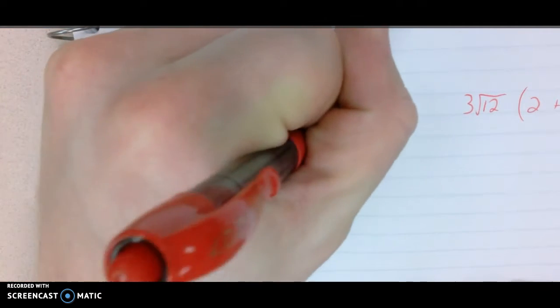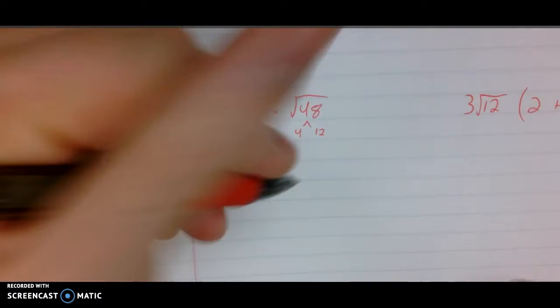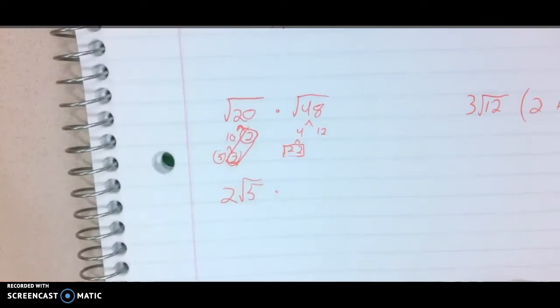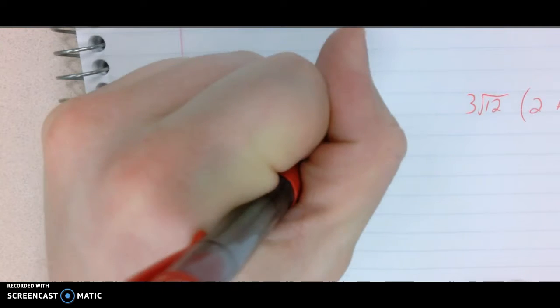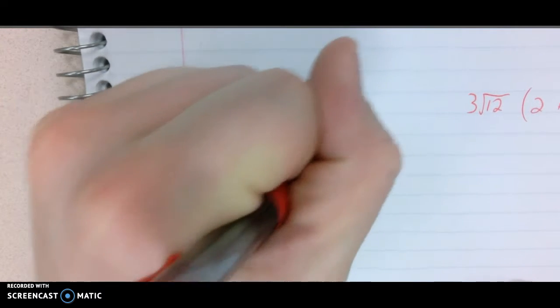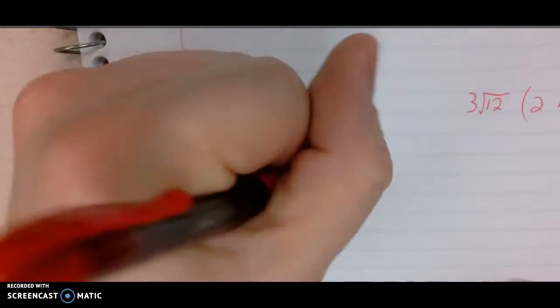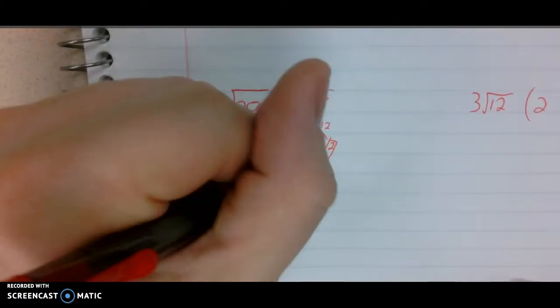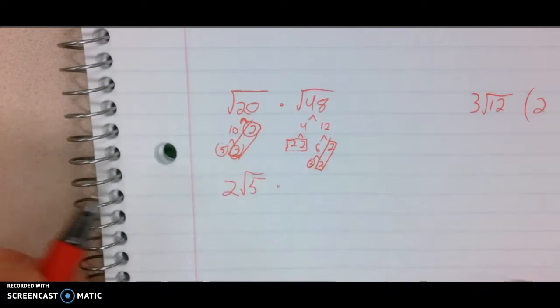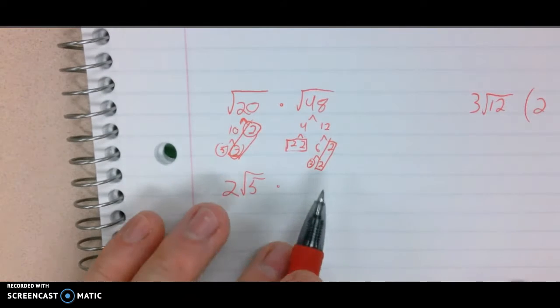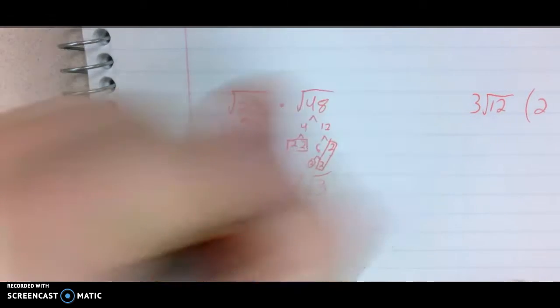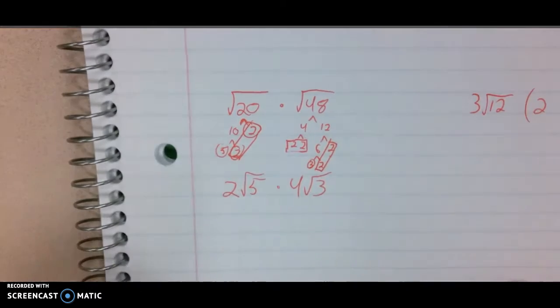48 can break down into 4 and 12. 4 breaks down into 2 and 2, and I've got a pair of 2's right there. 12 can break down into 6 and 2. 6 can break down into 3 and 2. I've got another pair of 2's there, and a leftover 3. So rad 48 is going to turn into a 2 times 2 rad 3, so 4 rad 3, because I had two different pairs of 2's.